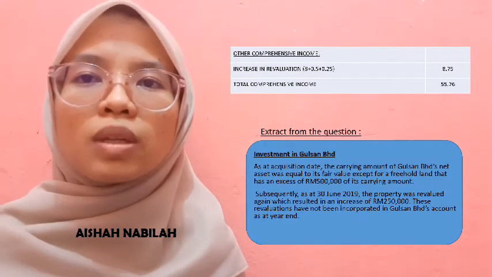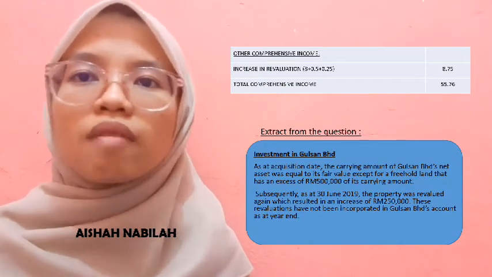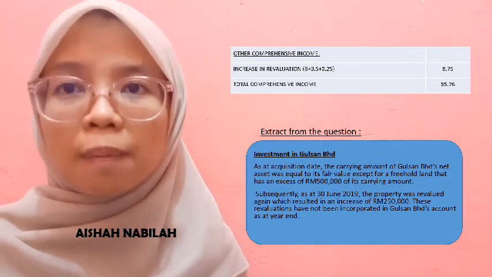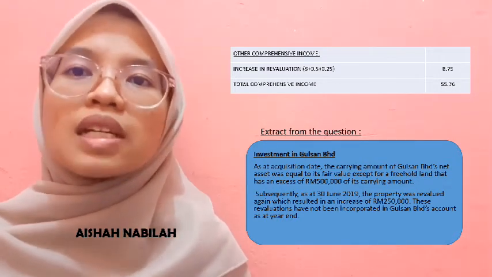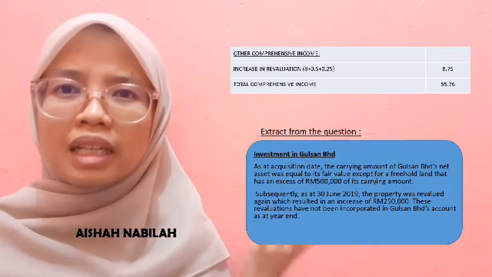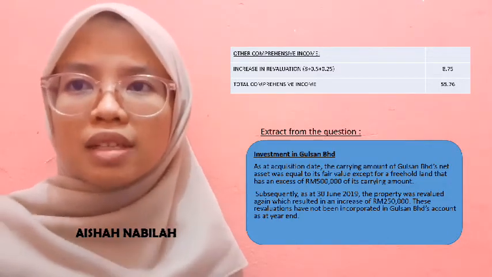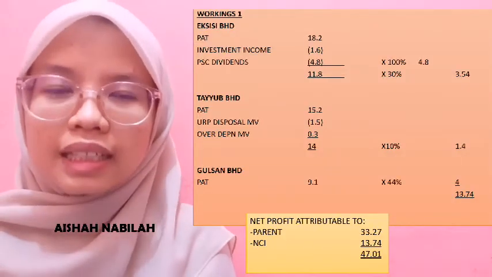Since there is a revaluation of property when XCC acquired Gusan, we need to add the increase in revaluation to get the total comprehensive income. The amount of 0.5 is the increase in ARR during the acquisition, and the 0.25 million is the increase in ARR at the end of the financial period, that is 30 June 2019. Working 1 is the calculation for the NCI.